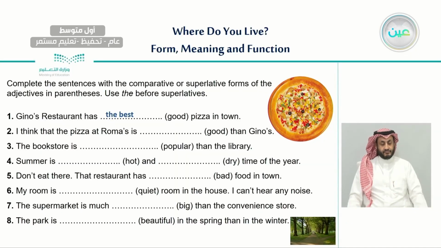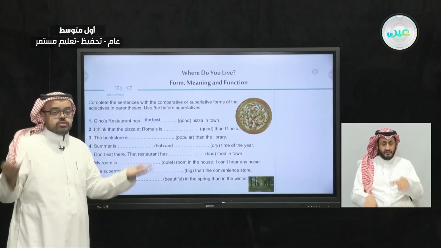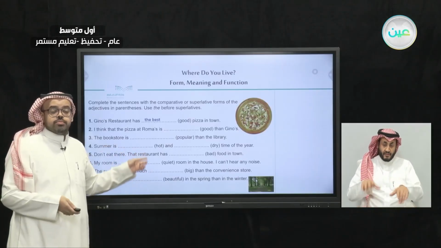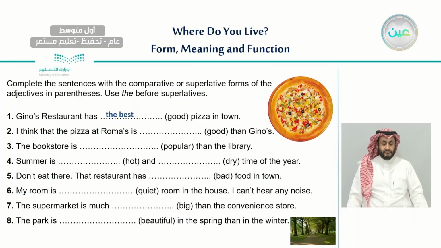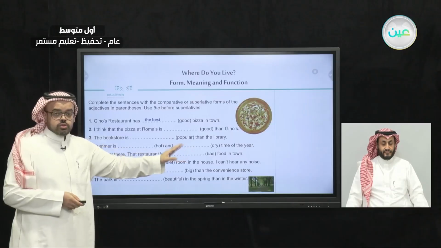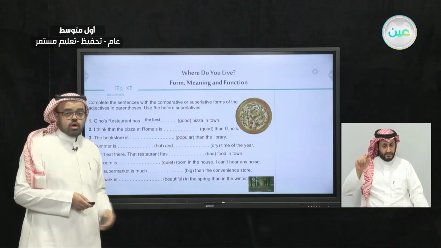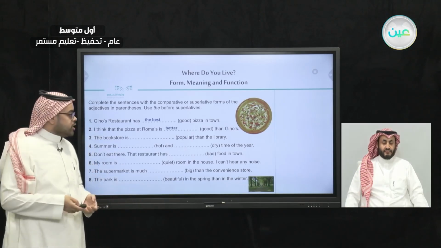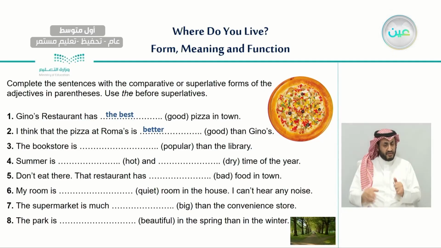Number two, I think the pizza at Roma's is good, this is the adjective we will use, than Gino's. So ask yourself again, does this sentence imply comparing between two things or more than two things? Excellent. It implies comparing between two things, which are Roma's restaurant and Gino's restaurant. So in comparing between two things, the comparative form for good is better. So we would say the pizza at Roma's is better than Gino's.